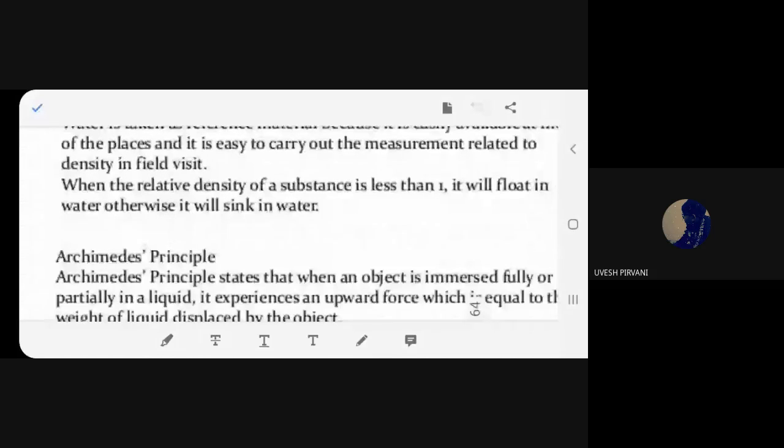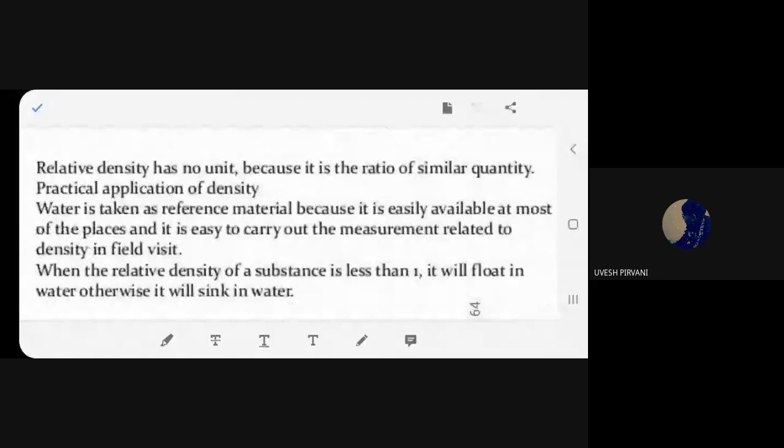Now we know that relative density has no unit because it is a ratio. Ratio means numerator divided by denominator, isn't it? Ratio is something divided by something. So what is the practical application of density? We always take water as reference material because it is easily available, and whenever you are going for some study, you can carry it in the field study as well.